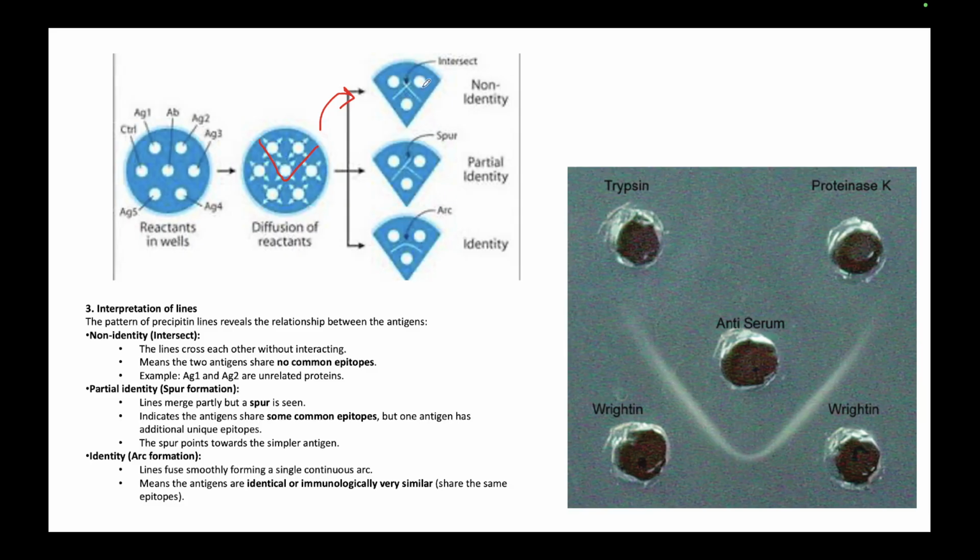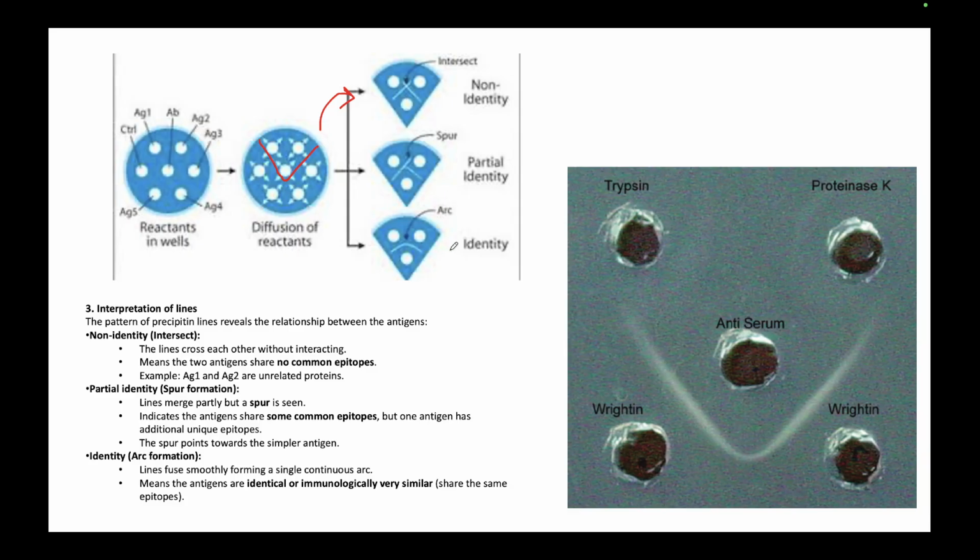This one will also react and make a line of precipitation. But here you can see the precipitation lines are made in such a way that they intersect each other. This cross tells about the antigen similarity with each other. When the lines cross each other, it means that the two antigens share no common epitopes. This one and this one are doing one reaction, and this one is doing another reaction. There is no similarity between them, that's why they cross.